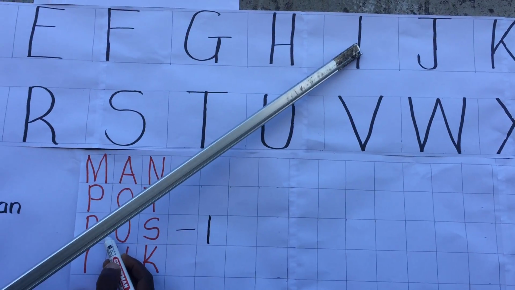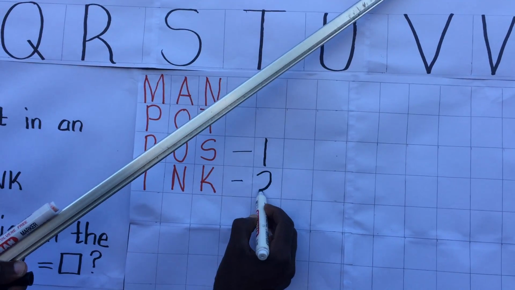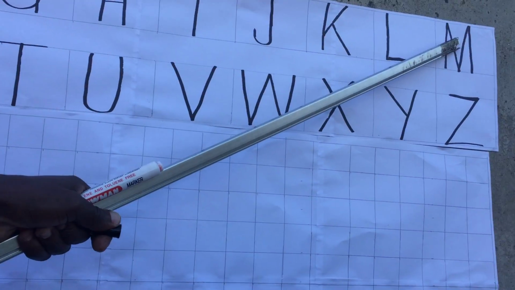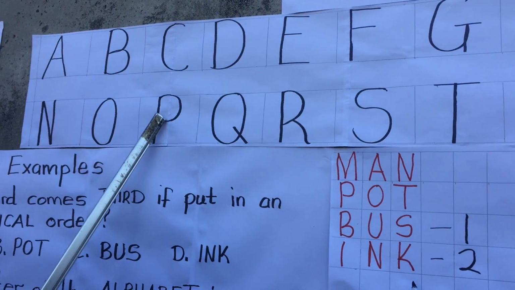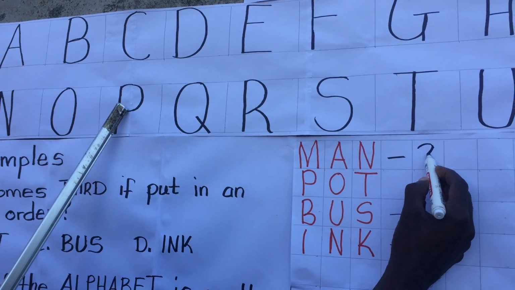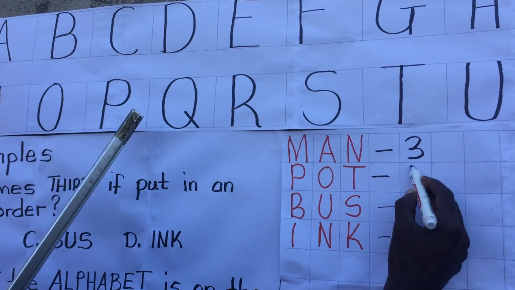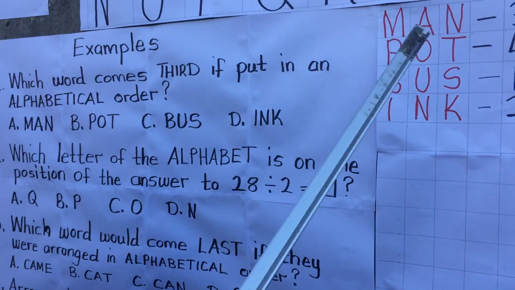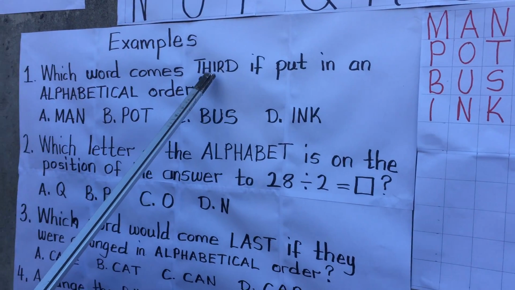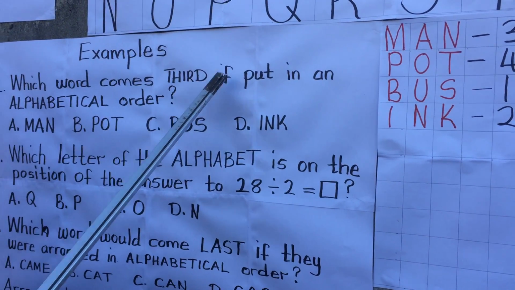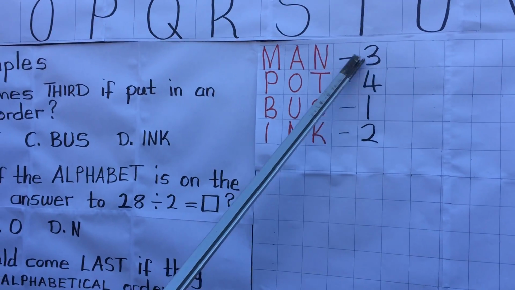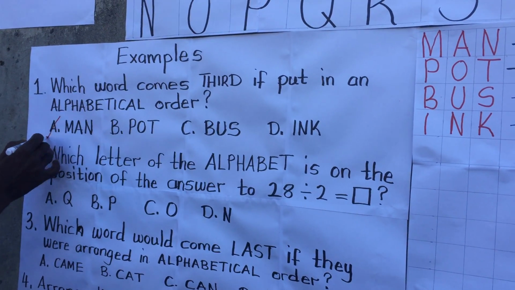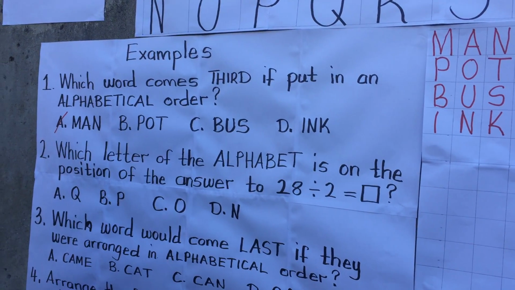B, we are remaining with M, P, and I. So this one comes number 2. Second, we are remaining with M and P. M is there and P is here. So we have number 3 there, and the last one is this one here. So we've arranged this in alphabetical order. We go back to the question. They're talking about third. Third is number 3, which is man. So our answer is man, which you can cross, that is A. We go to number 2.